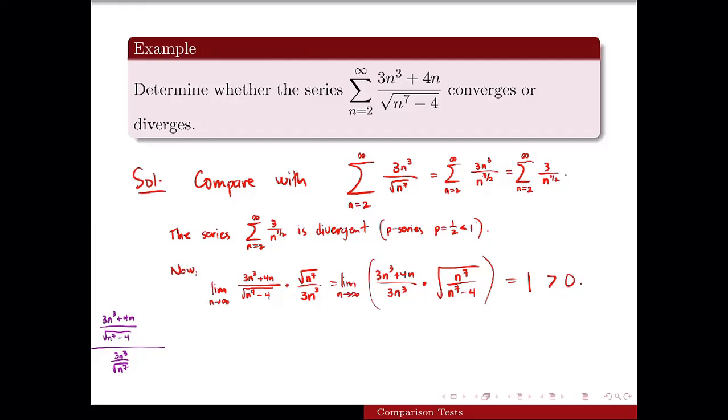So by limit comparison test, the original series, 3n cubed plus 4n over square root of n to the 7 minus 4, from 2 to plus infinity is divergent. Okay? And that's it.